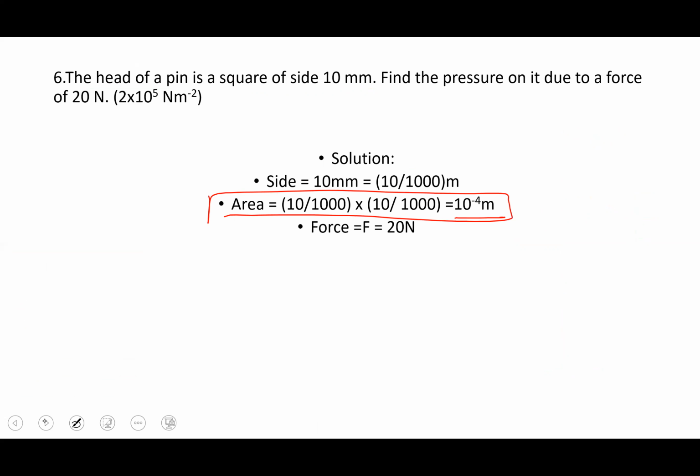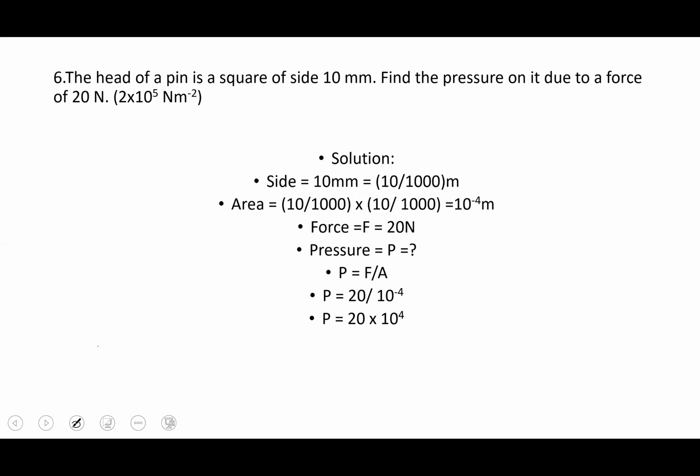So that is the area which we are considering right now. And the force which is given to us is 20 newtons. The formula for pressure which we have already is F over A, and pressure will be equal to 20 divided by 10 to the power minus 4. So it will be 20 newtons to the power 4, but still it is not in scientific form. So we will convert this into scientific form. So P is equal to 2 into 10 to the power 5 Newton meter square inverse. So it can also be called Pascal. Pascal is the unit of pressure.